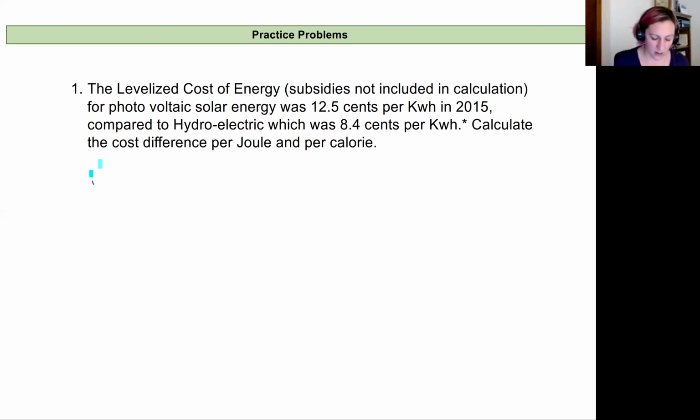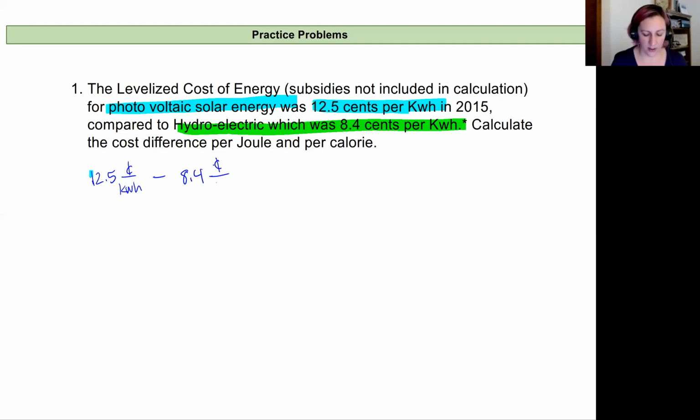So we've got our 12.5 cents per kilowatt hour. That's our photovoltaic energy. And we have for hydro 8.4 cents per kilowatt hour. So let's start with our 12.5 cents per kilowatt hour minus our 8.4 cents per kilowatt hour. That's going to give us 4.1 cents per kilowatt hour. And note that I am reporting to one decimal place here. Each of these has just one decimal place, and so for significant figures, I report to one decimal place because we're looking at addition and subtraction.